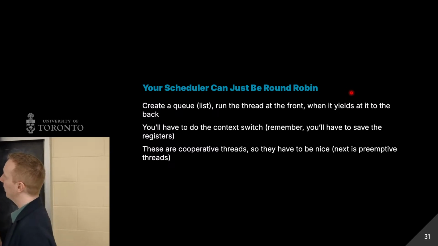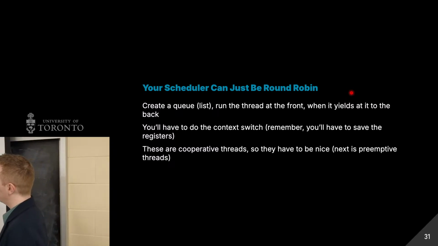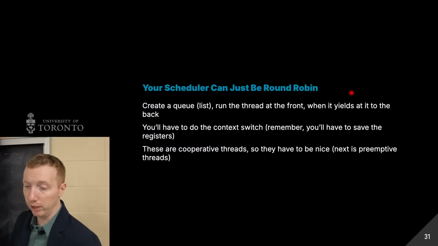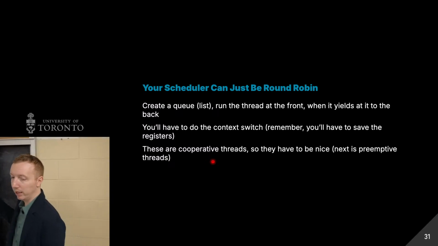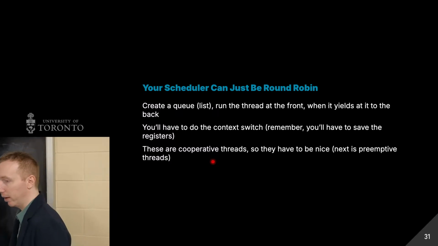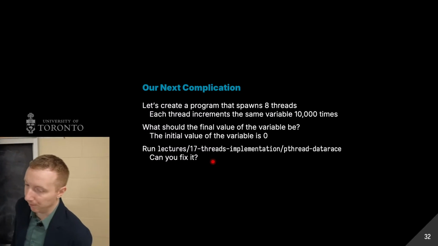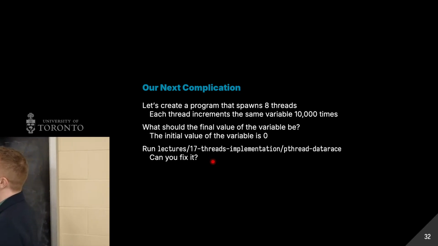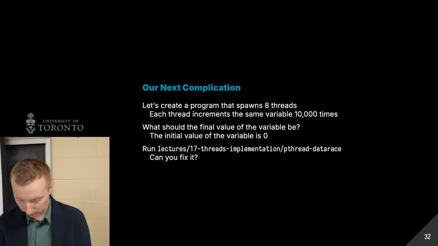You'll also have to do the context switch, which will save the registers. I will show you a function that will do most of the heavy lifting for you, and we will be doing context switching in an example lecture in 2 weeks from now. So these are cooperative threads, so they have to be nice. You could extend this to preemptive threads where you just essentially force them to yield, but we will not be doing that. So our next complication is going to get into what makes programming threads fun. So let's get into it here.